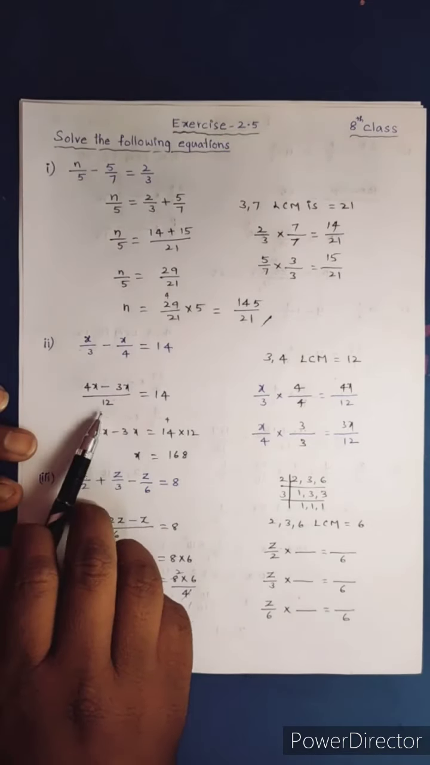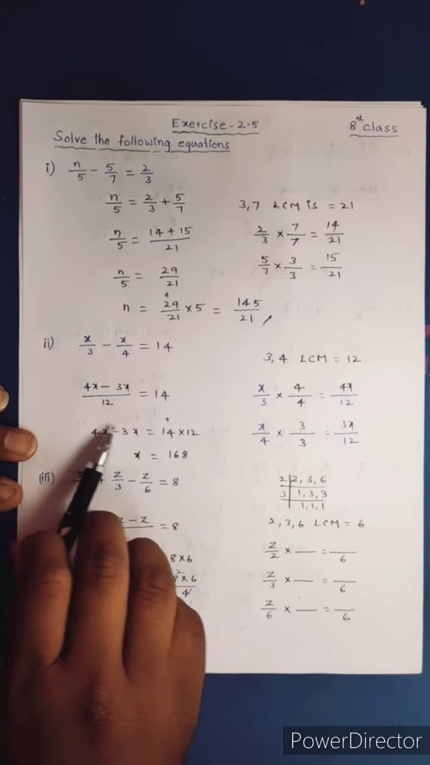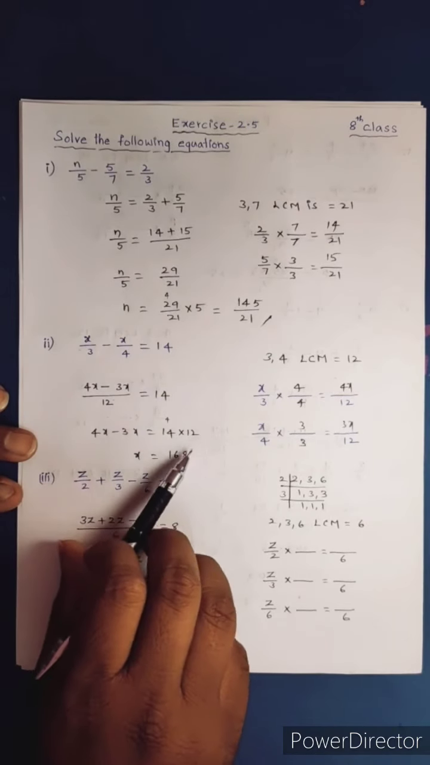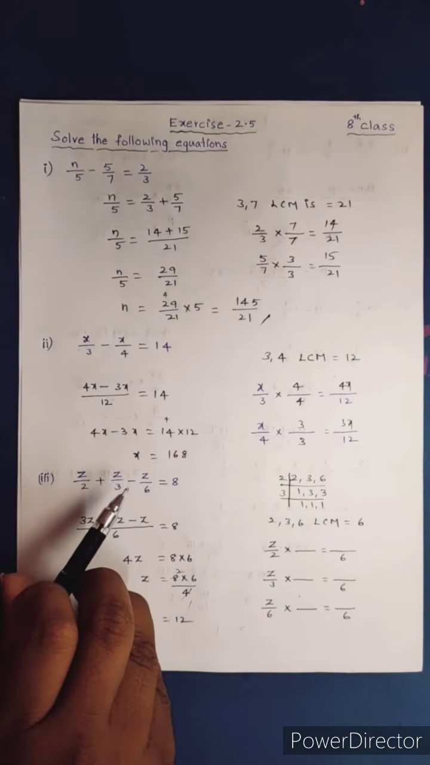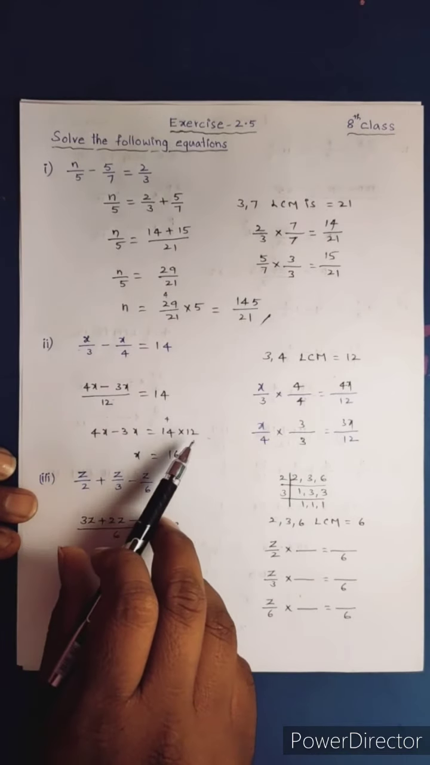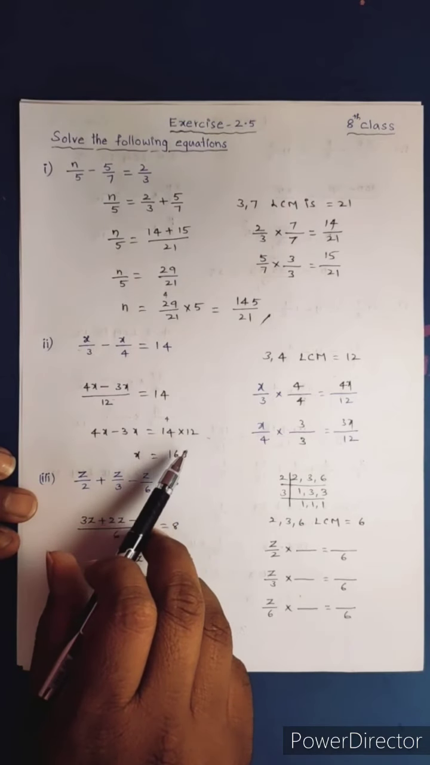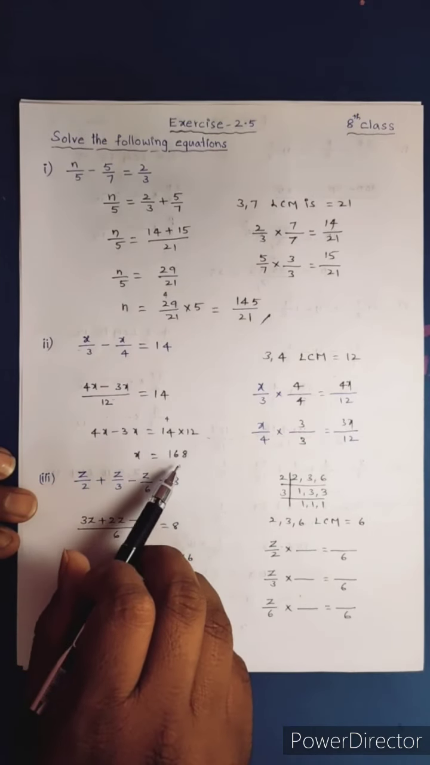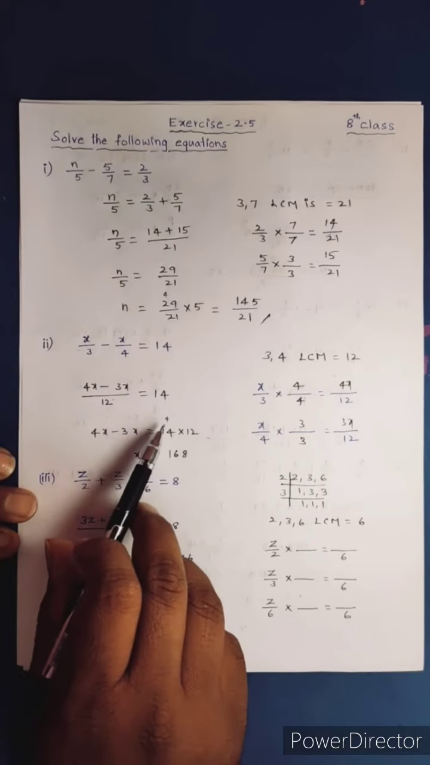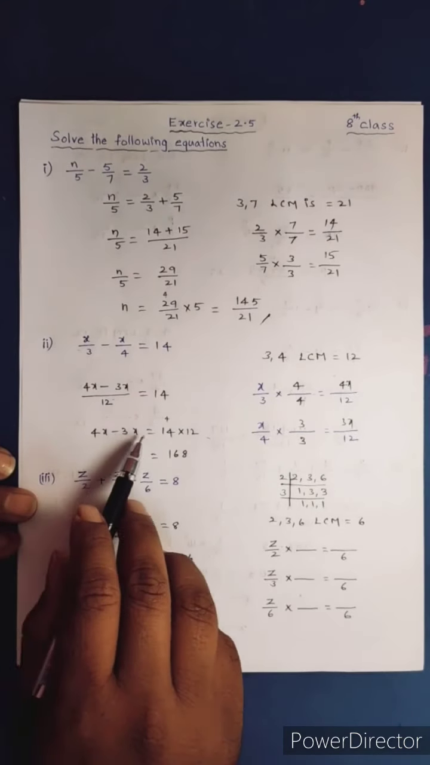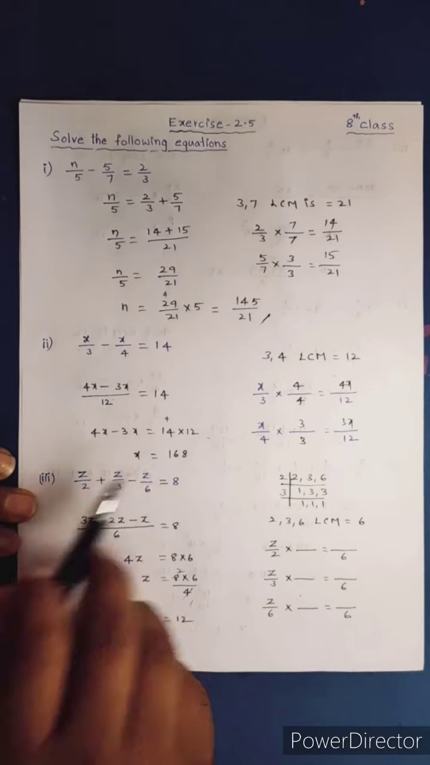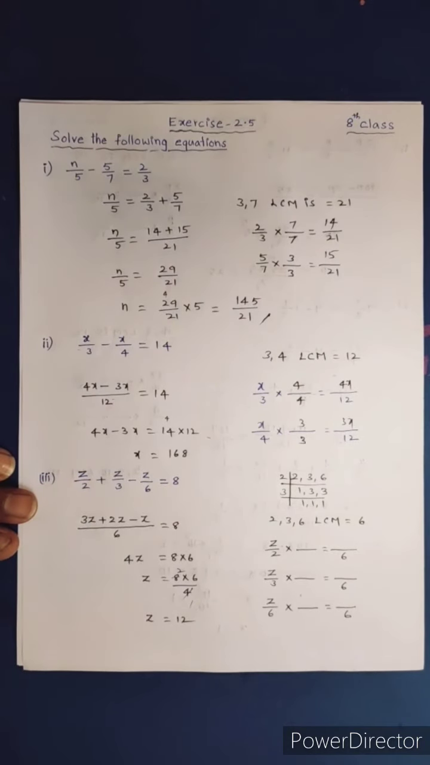4x minus 3x, send the 12 to the other side: division becomes multiplication. 14 times 12: 12 fours are 48, 12 ones are 12 plus 4, 16. 168. 4x minus 3x is x. The value of x is equal to 168.